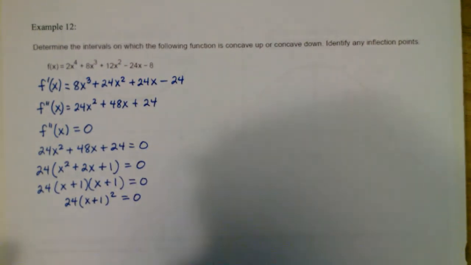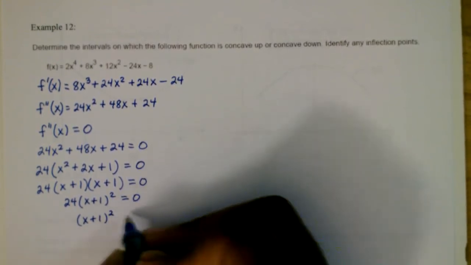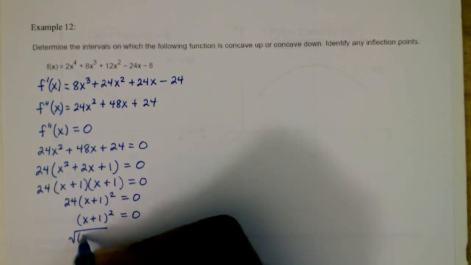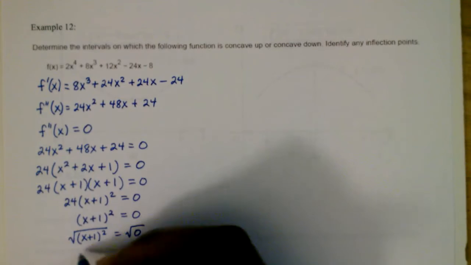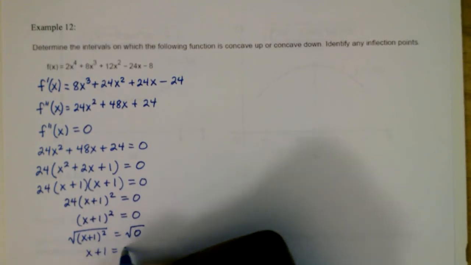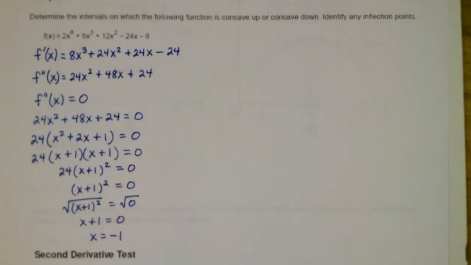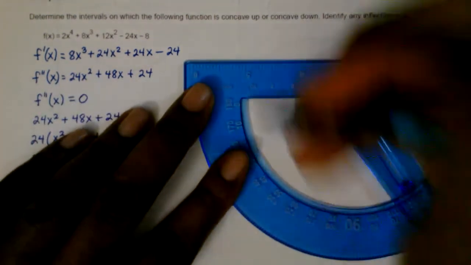If I divide both sides by 24, I'm going to get x plus 1 quantity squared is equal to 0. And then take the square root on both sides. So that means x plus 1 is equal to 0, which would mean x is equal to negative 1. So the only possible point of inflection would be x equal to negative 1. And I say possible point of inflection.